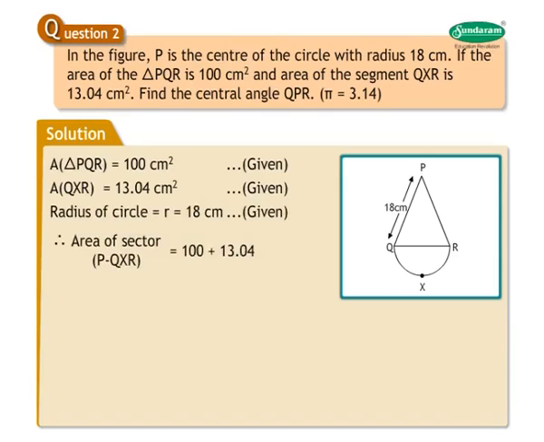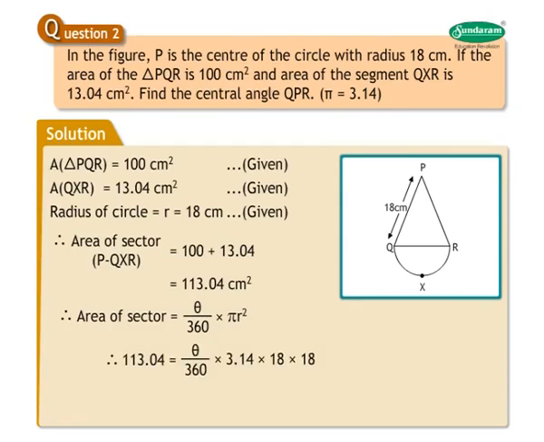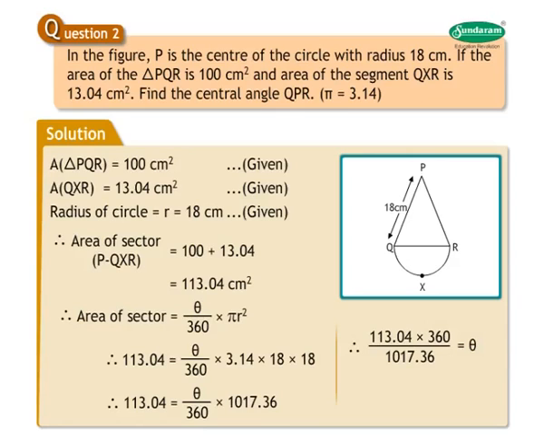Therefore, area of sector PQXR is 100 plus 13.04 is equal to 113.04 centimeters square. As we know that area of the sector is theta upon 360 into pi r square. By substituting the values, we get 113.04 is equal to theta upon 360 into 3.14 into 18 into 18. Therefore, 113.04 is equal to theta upon 360 into 1017.36. Therefore, 113.04 into 360 upon 1017.36 is equal to theta. Therefore, theta is equal to 40 degrees.